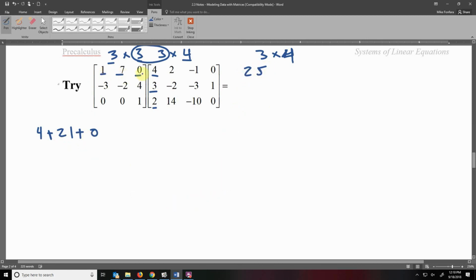Okay, first row by the next column. 1 times 2 is 2. 7 times negative 2 is negative 14. And 0 times 14 is 0. 2 minus 14 plus 0 is negative 12.